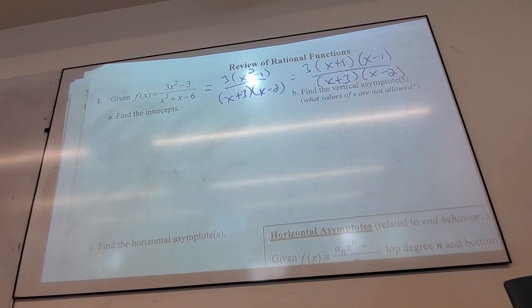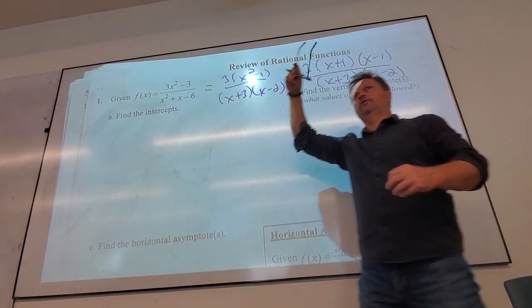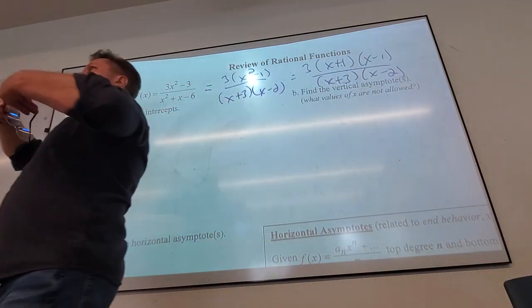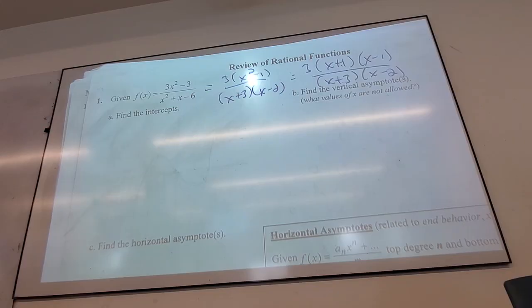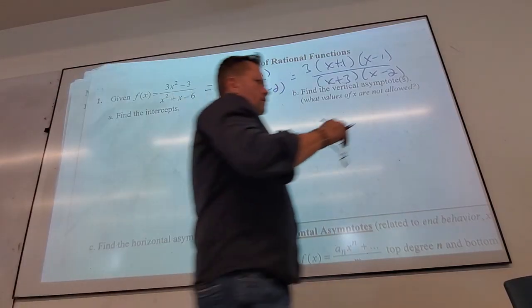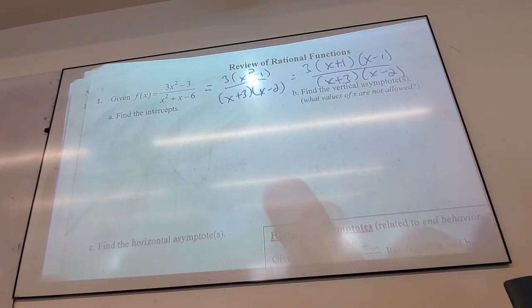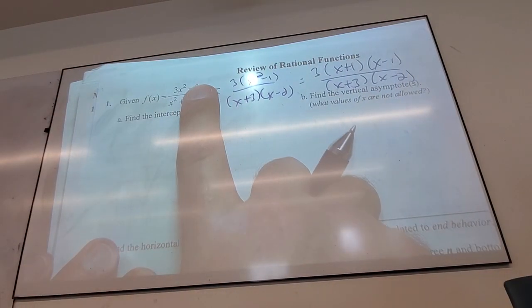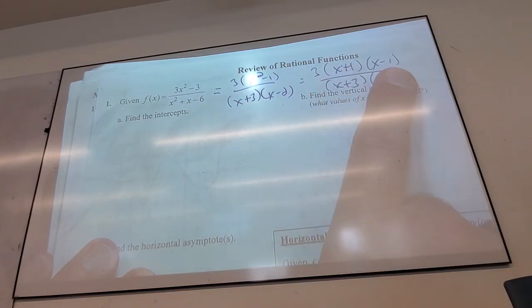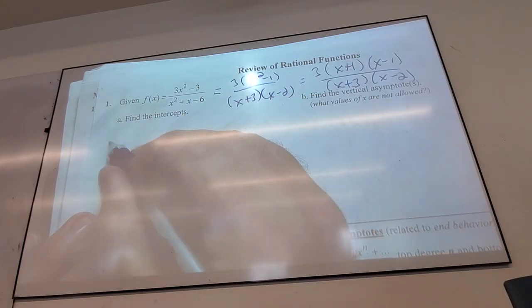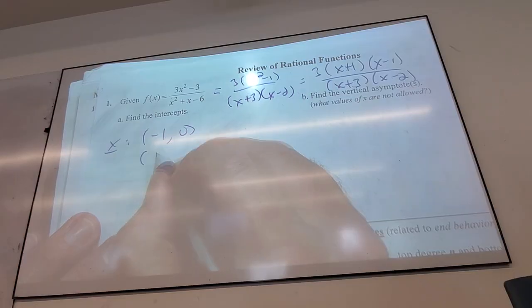So if you take the rational function and factor it fully, you're ready to answer most of the questions that are asked. What are the x-intercepts? Yep, negative 1, 0 and 1, 0. Because the only way to make this output 0 is to make the top 0, and those two values make the top 0. So the x-intercepts are negative 1, 0 and 1, 0.